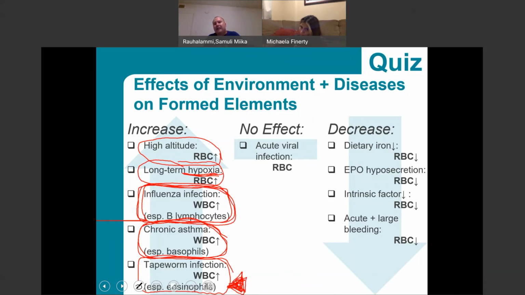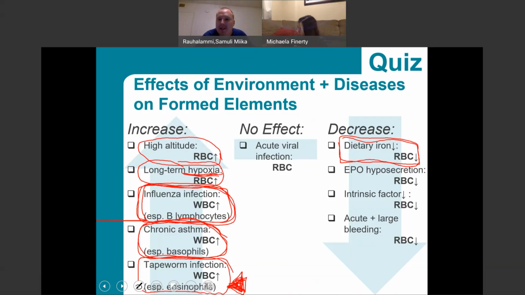The other end of the spectrum is what kinds of things in our environment and various disease situations could cause things to be decreased or depress the production of things. So let's have a look at that. If you do not get enough iron from your diet, you don't have that iron for red blood cells to be made, so the red blood cell production will go down. There's just nothing to make them with.